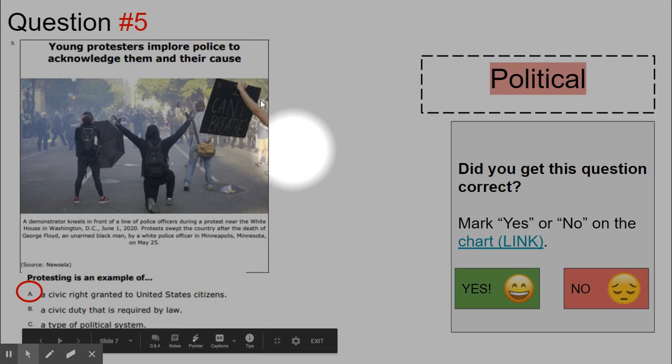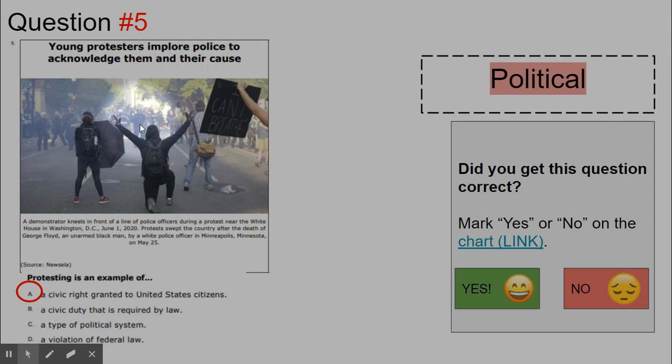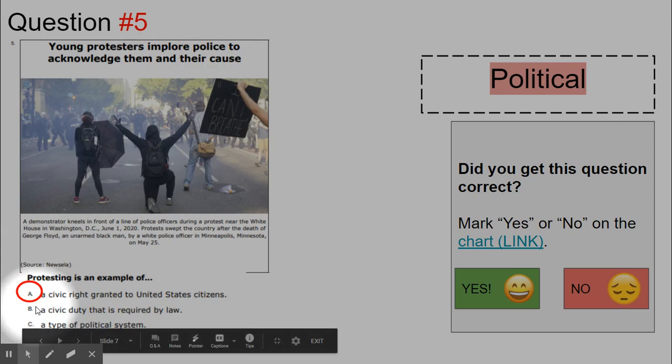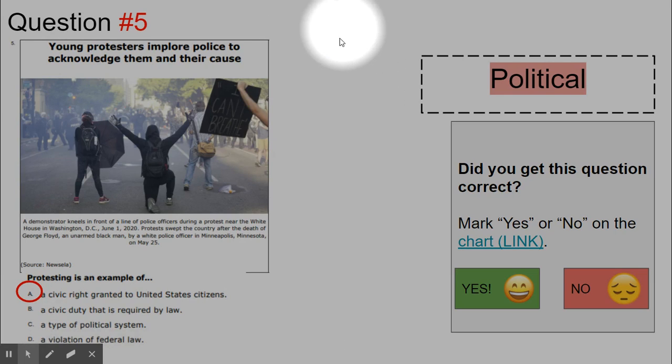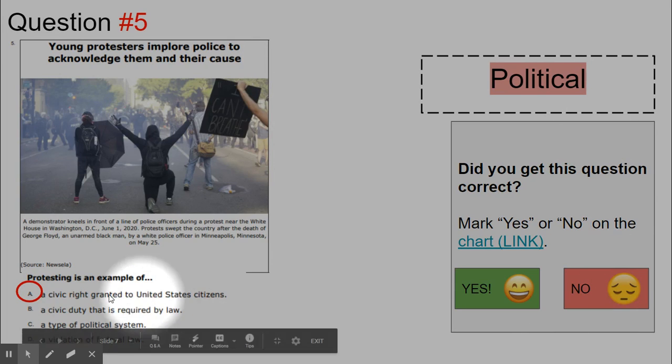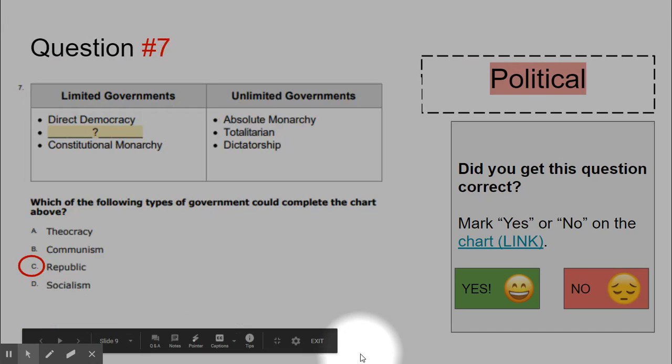So if you got it wrong and on the CMS you saw a no for this question, that means you picked some other answer choice other than this one. I will show you right now how to look this up in CMS one more time. But for right now, I'm going to make a pause and I will come back to this in just a second.